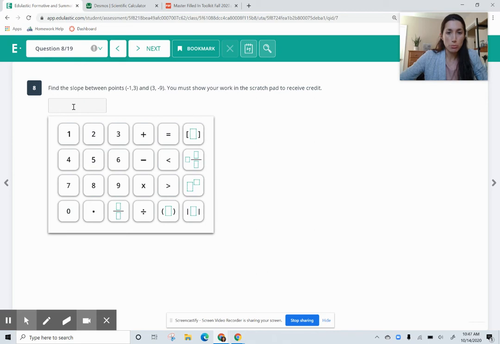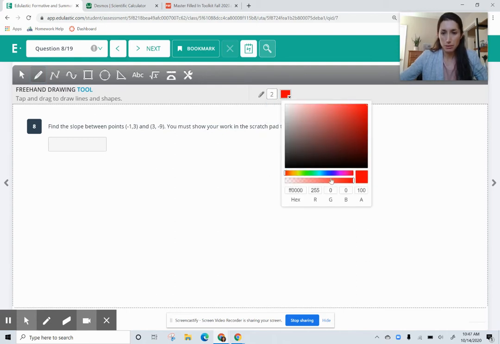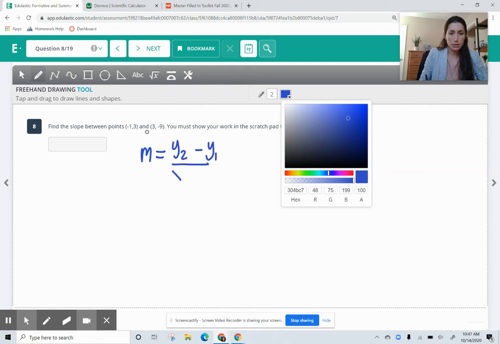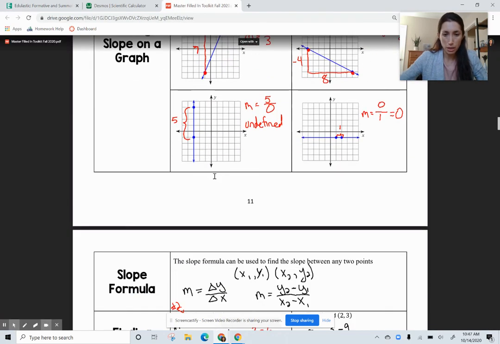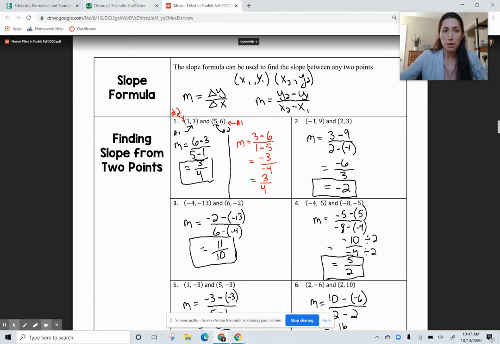Okay, we're going to find the slope between these 2 points, and we have to use our scratch pad this time to show our work. Let me make it a little smaller there. Let's pick another new fun color, let's do a blue. Remember our slope formula, m equals y2 minus y1 divided by x2 minus x1. If we forgot that formula, let's just look back at our toolkit. Here's our slope formula at the top of this page and a few example problems as well.